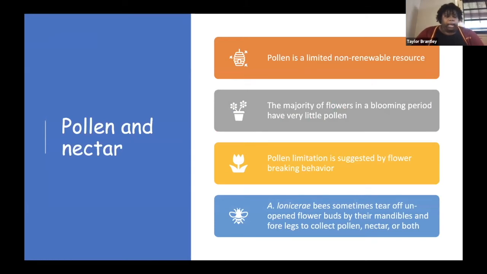The asymmetry in behavioral sequence may be explained by differences in resource availability between the pollen and the nectar. Although a single flower has five anthers or pollen sacs, pollen is a limited, non-renewable resource. Pollen is usually removed by bees in the first couple days of bloom, and many flowers in a blooming period have very little pollen, but when it is available, bees collect it first. Pollen is so limited that many bees will sometimes tear off unopened flower buds to collect pollen, nectar, or both.